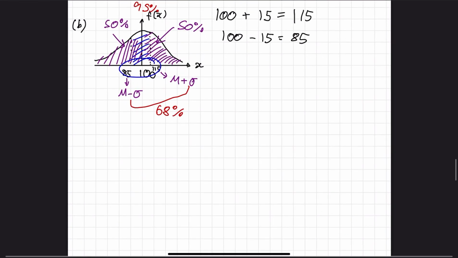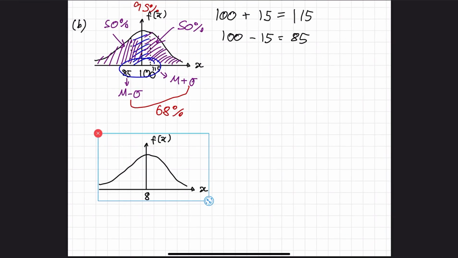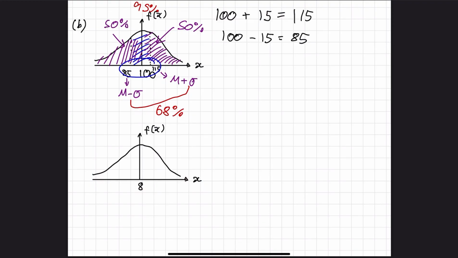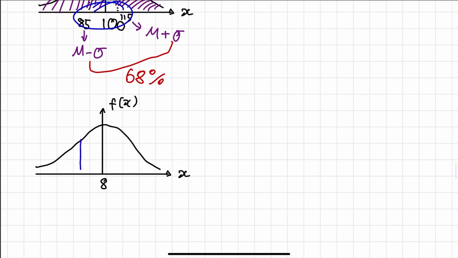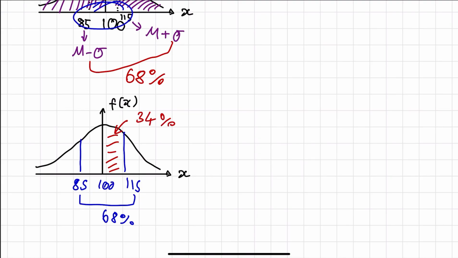I'm just going to draw another diagram. This is getting too out of hand. Because I know over here 85 and 115, because I know that this part here is 68% of the data and the graph is symmetrical, I know that this part here is 34% of the data.